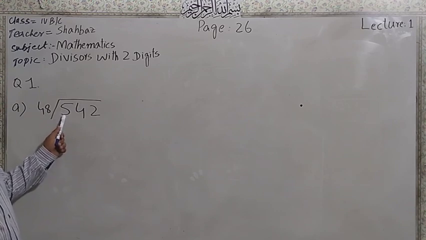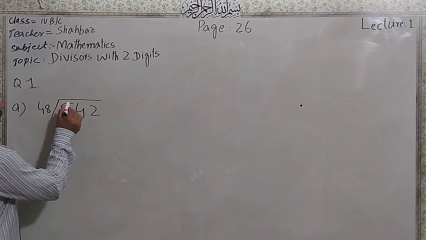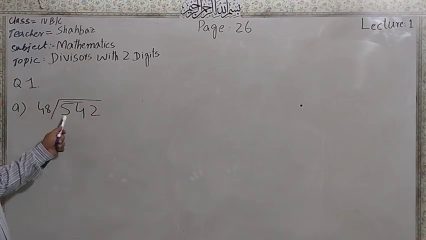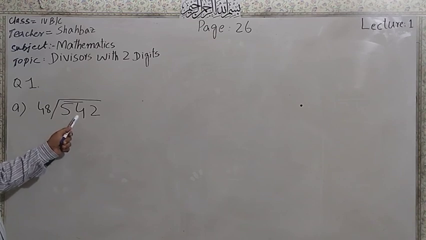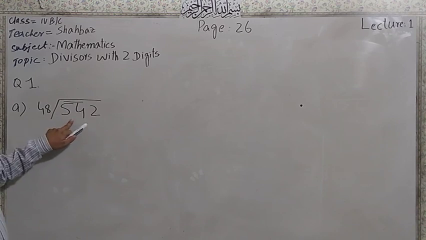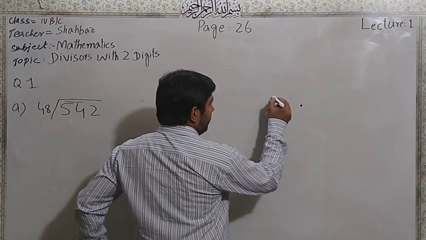This first digit is 5. It is less than 48, so you will join 2 digits, these 2 digits. Now it's 54. 54 is greater than 48. Now you will guess how many 48s are equal to 54 or less than 54. Okay, here you will do your rough work.